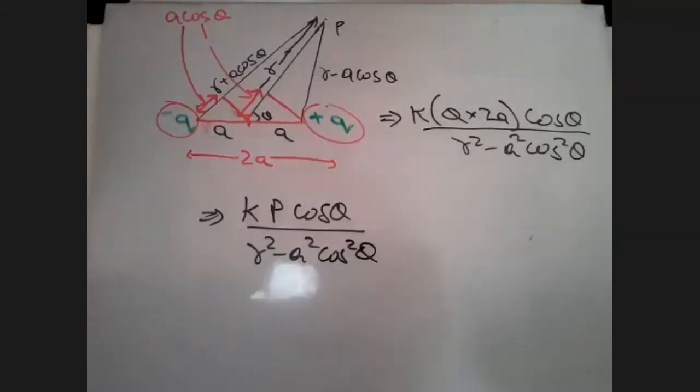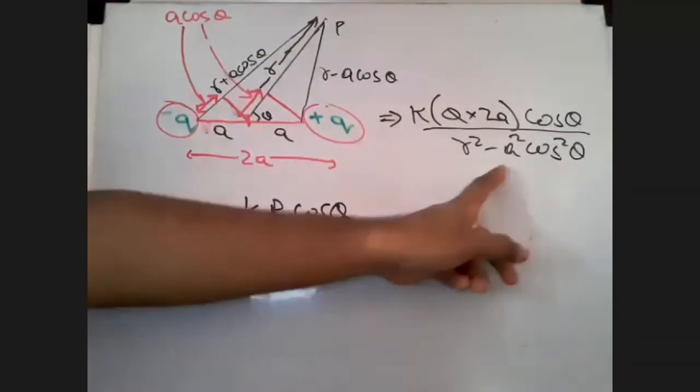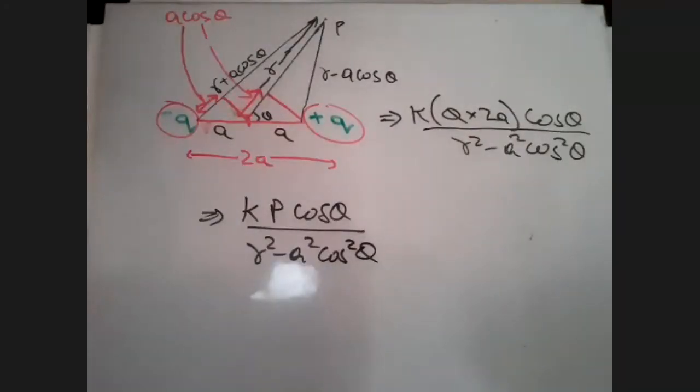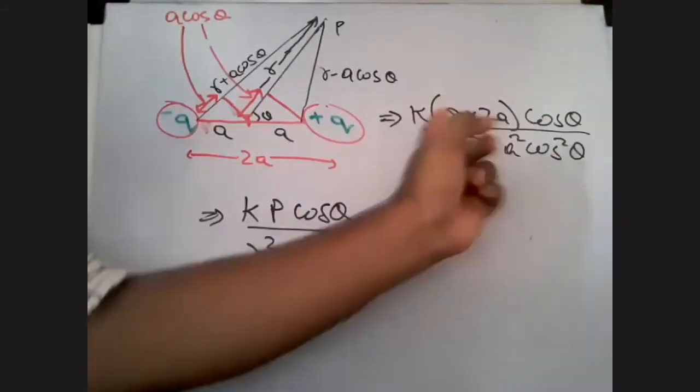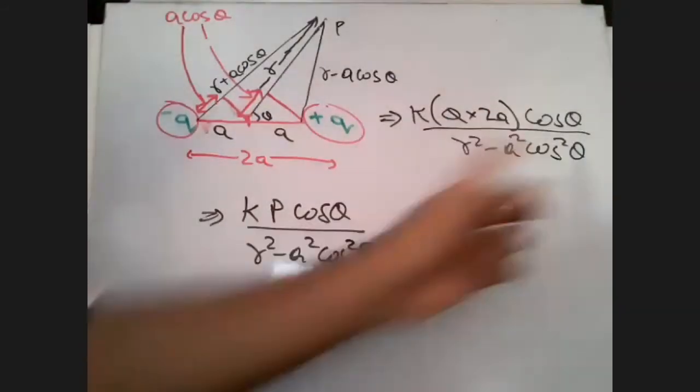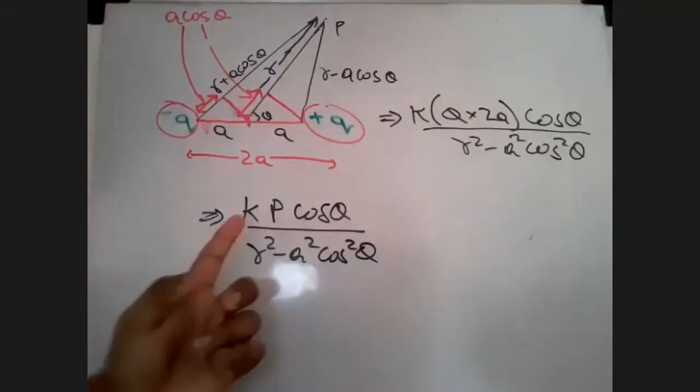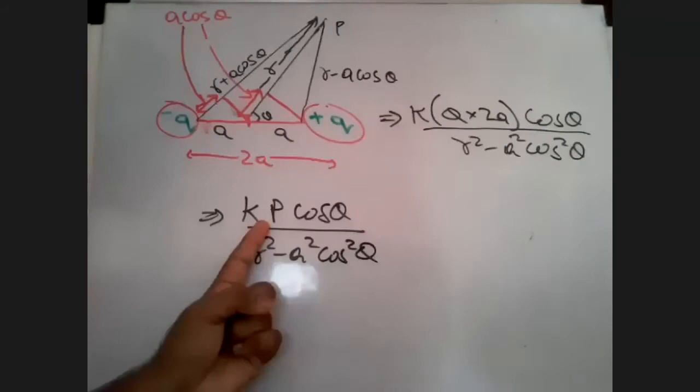Okay. Last time, due to the LCM, a small mistake by me was I just took 2 upon r square minus a square theta. I left out a and cos theta. So anyways, q into 2a cos theta upon r square minus a square cos square theta is the correct thing. After that, we group q and 2a and we write it as p.